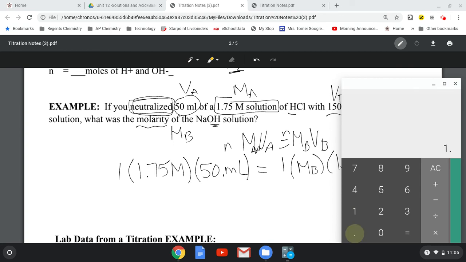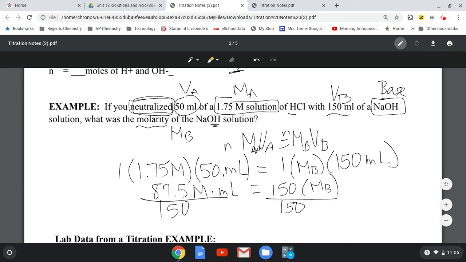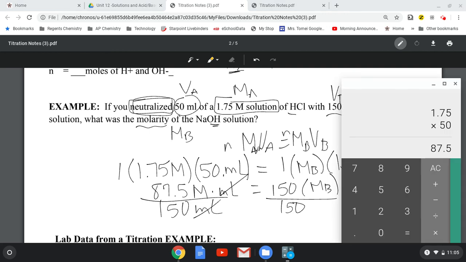You're going to multiply everything on the left-hand side first. So on the left-hand side, I end up with 87.5, and my units would be molarity times milliliters. And then on the right-hand side, I don't really need the calculator because it's just 1 times 150. And I'm solving for my variable, molarity. Now to solve for that, I divide both sides by 150 milliliters. Our milliliter units cancel out, and I am left with an answer of 5 point, that doesn't seem correct. I typed that in wrong.